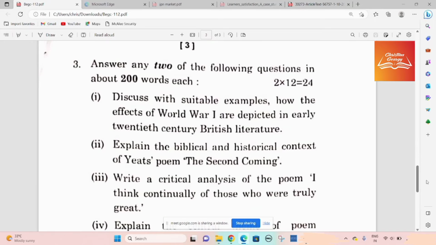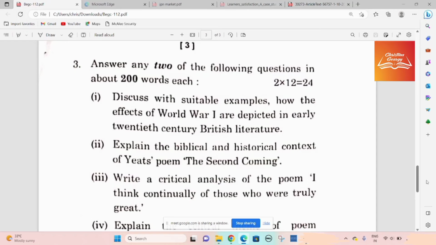Now moving on to the next question type, short essay. There you will have 4 short essay questions, among which you will have to choose 2. 12 marks each. 2 into 12 gives you 24 marks in total. So have a look at the question types. There could be a question based on the historical context. There could be questions based on backgrounds. Discuss with suitable examples from those works that you have studied.